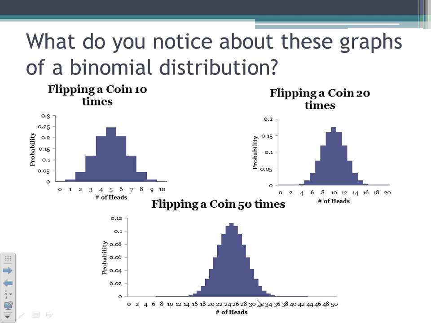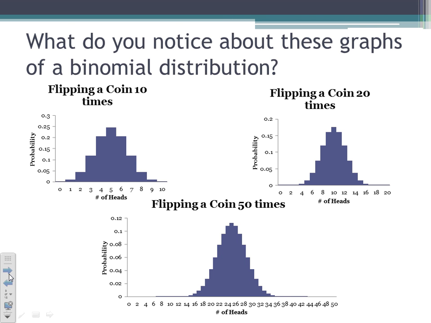A couple things I hope you notice. Number one, that they're symmetrical. Right? And number two, as we increase the number of trials, what is this beginning to look more and more like? And hopefully what you notice is it's beginning to look like a normal distribution. And again, that's what allows us to apply a normal distribution to approximate these binomial settings.